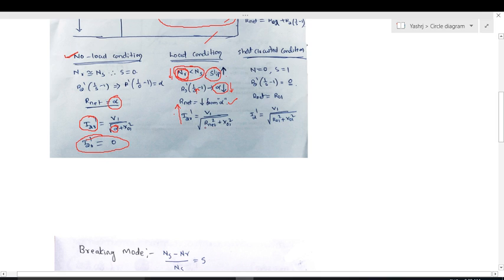So as mechanical equivalent resistance decreases, rotor current increases.